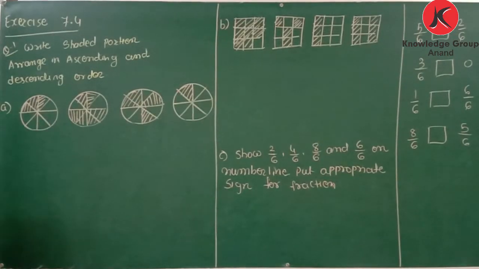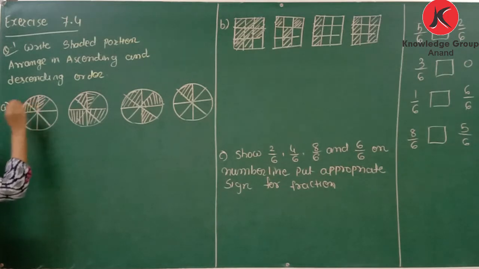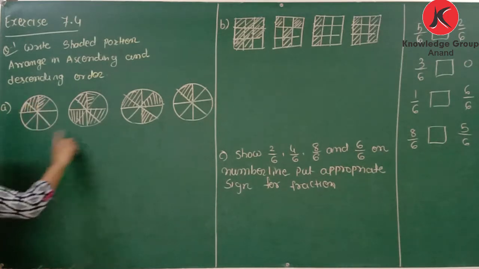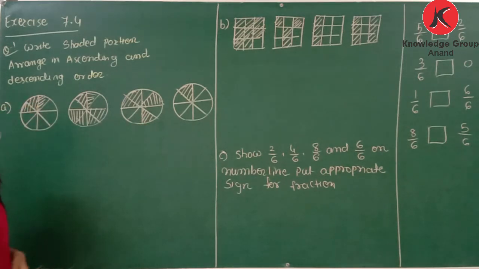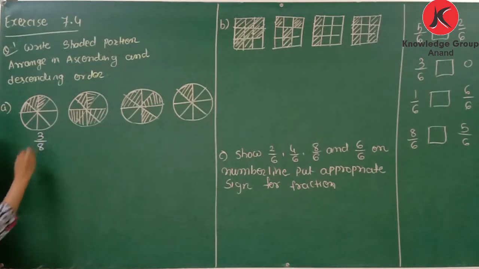Now let's start exercise 7.4. First, write the shaded portion arranged in ascending and descending order. Okay. So here figures are given and you need to find the shaded part. So here how many parts are there? 1, 2, 3, 4, 5, 6, 7, 8. Each figure is divided into 8 parts. Now from 8 parts, how many parts are shaded for the first figure? That are 3 parts. So we can write 3 by 8.